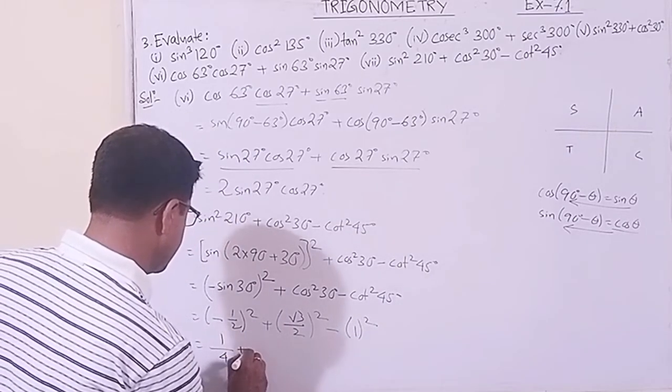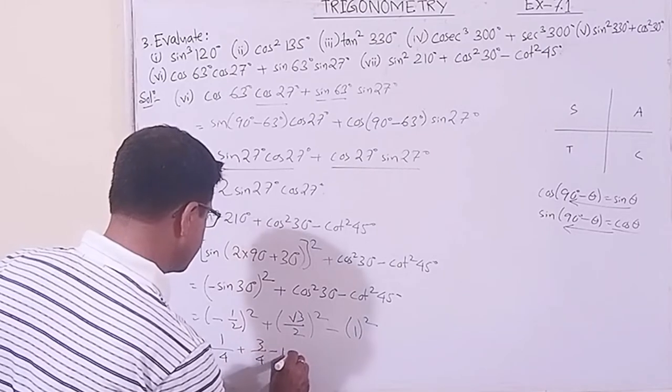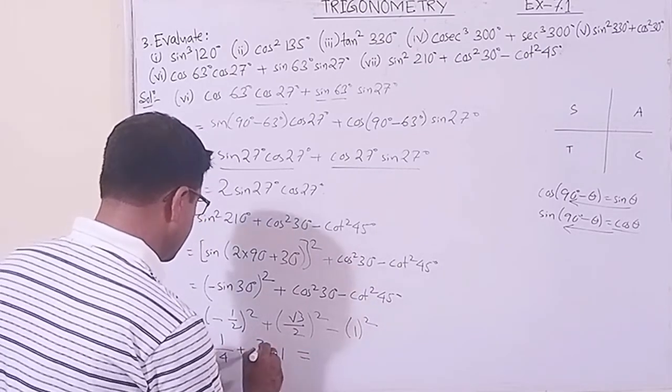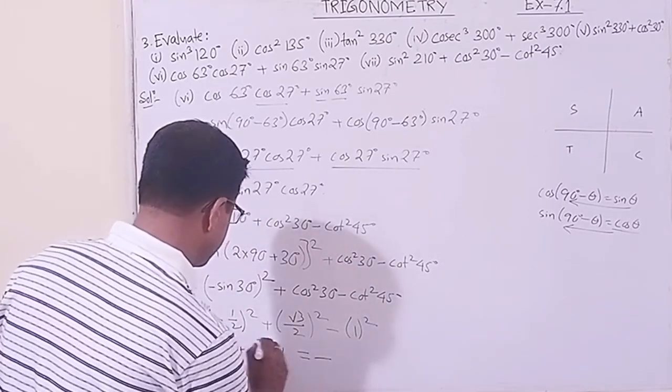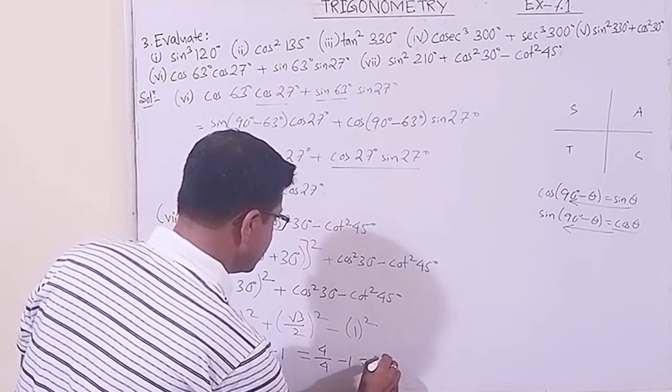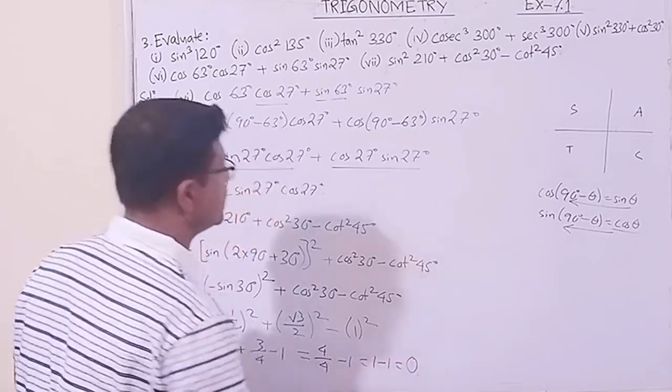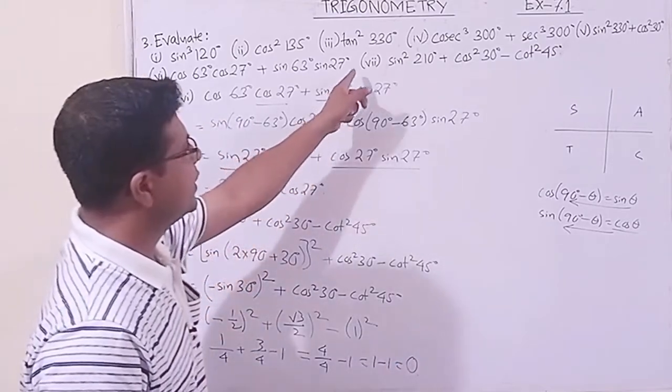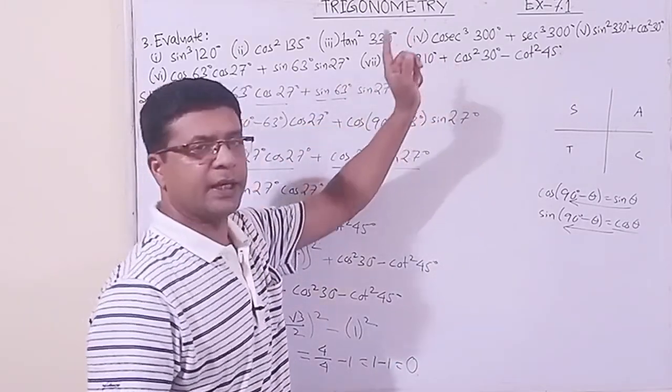It is 1 by 4, 3 by 4, minus 1. I am writing the answer. Their sum: 1 plus 3, 4 by 4, minus 1. 4 by 4 is 1, minus 1, answer is 0. Okay, now let us do number 8 and 9.